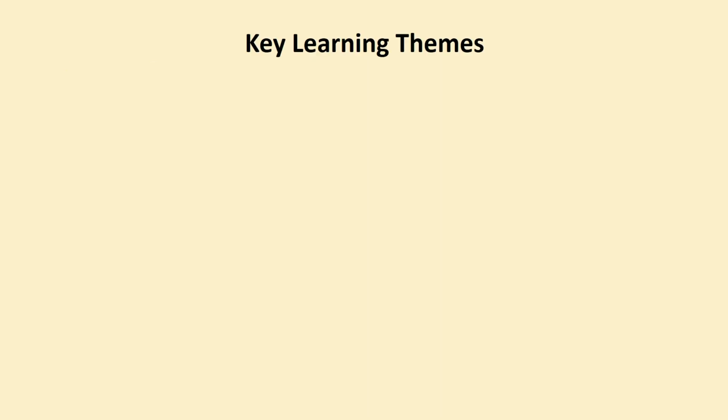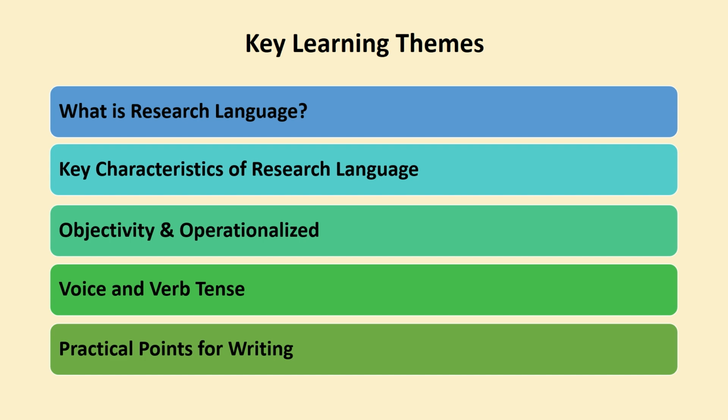So let us start. Key learning themes for this lecture number 4: What is research language? Key characteristics of research language, objectivity and operationalized, voice and verb tense, practical points for writing. We will discuss all these things one by one. So, let us begin.